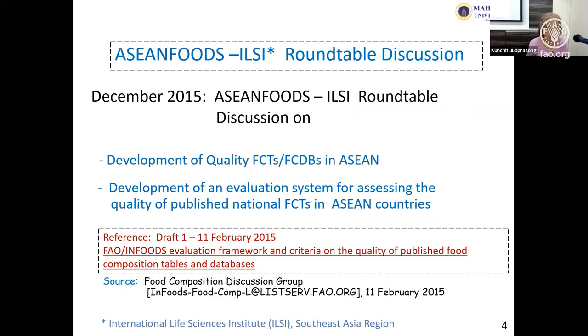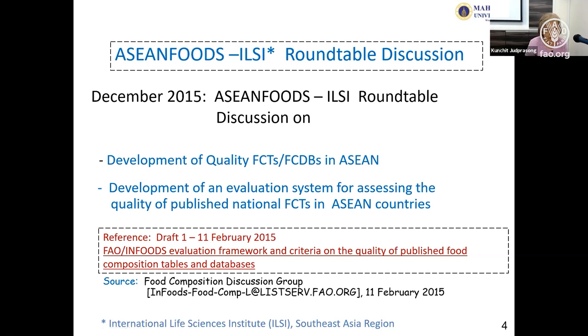In 2015, the International Life Sciences Institute Southeast Asia region surveyed the status of the National Food Composition Tables in ASEAN, and they provided financial support to organize the first round table ASEAN food composition discussion on the development of a quality food composition table and database in ASEAN, and also the development of an evaluation system for assessing the quality of published National Food Composition Tables in ASEAN countries.